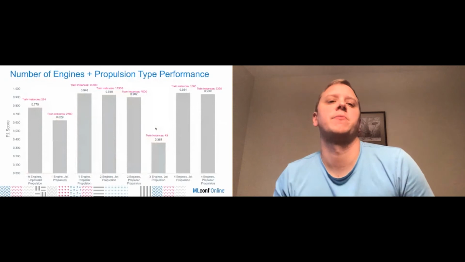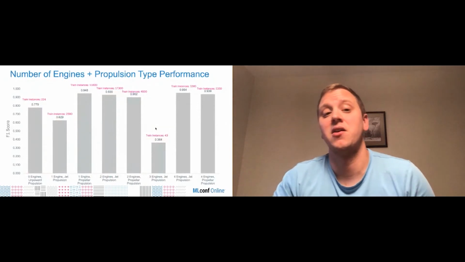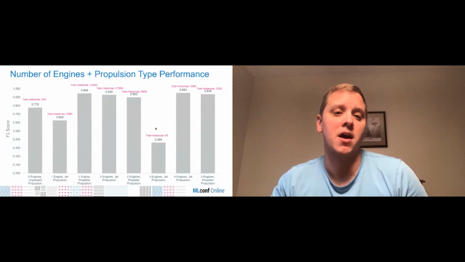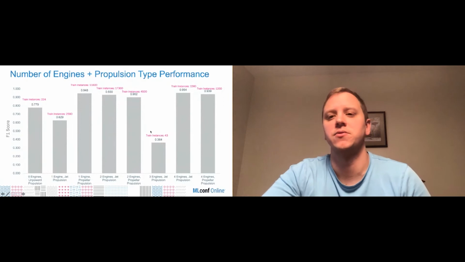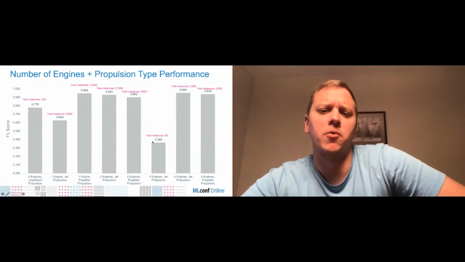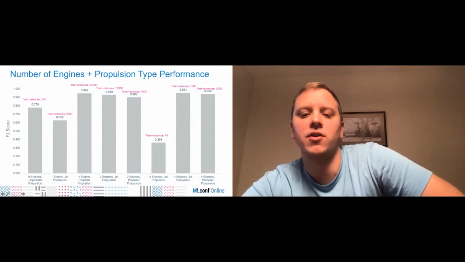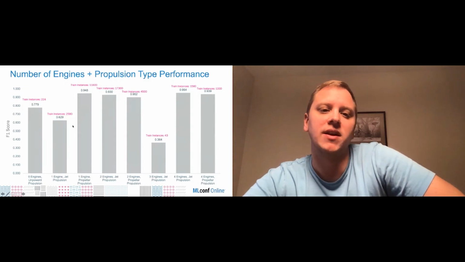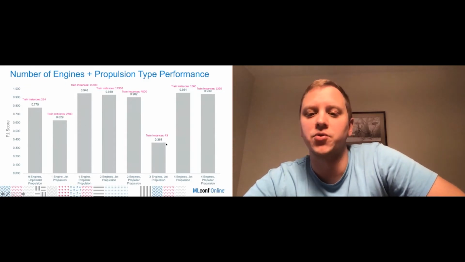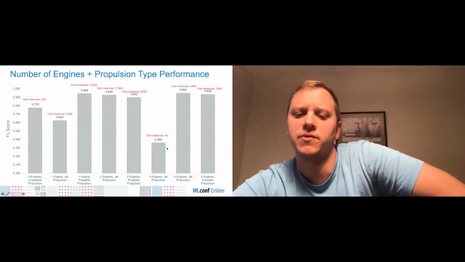So looking at some of the results for that number of engines and propulsion type, we can see here that this is an F1 score for each of these classes. On our x-axis, we have basically a description of these aircraft. And you can really see here how the performance is typically linked with the number of training examples that you have.